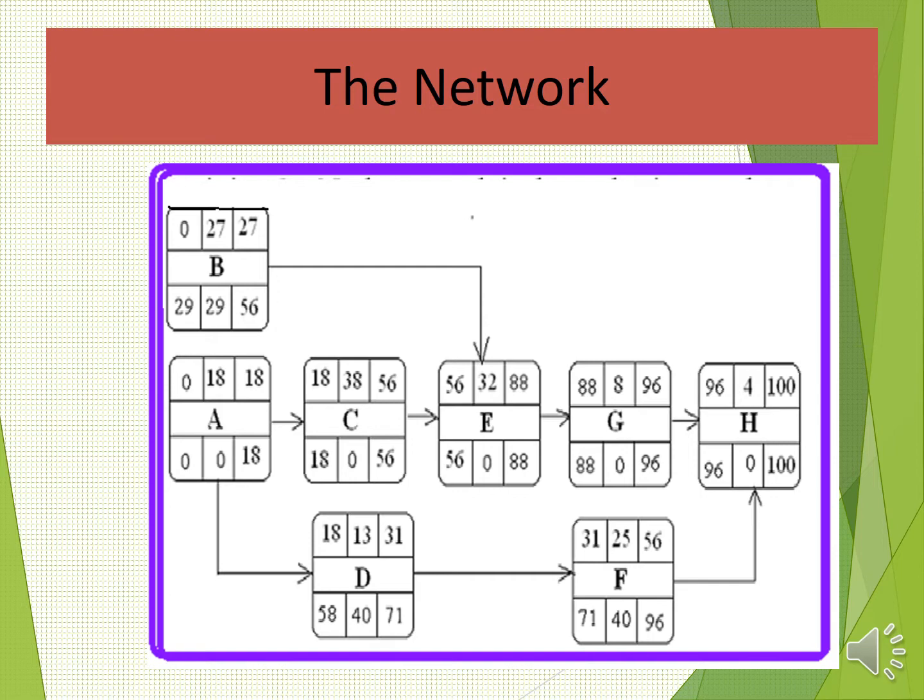Again, you look at H, the same problem. Whereas F completes at 56, it cannot feed into H yet because it has to wait for G to complete at 96, and so 96 will be the start for H, and the end is 100.